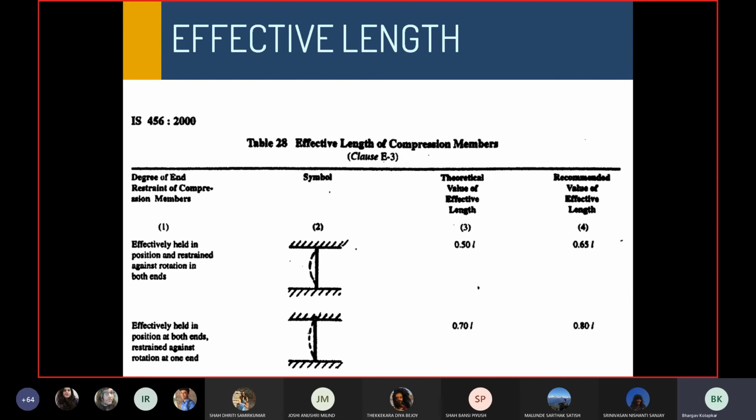The larger the unsupported height or length of the column, the lesser is the amount of load that it can take. So 0.65L is definitely going to take lesser load than 0.5L. And the approach that we've been following all along is to overestimate loads and underestimate capacity. Here, we are going to underestimate capacity by saying that, even though theoretically it is 0.5L, let us safely assume that it is 0.65L, because we cannot achieve the sort of fixity that we want in actual practice.